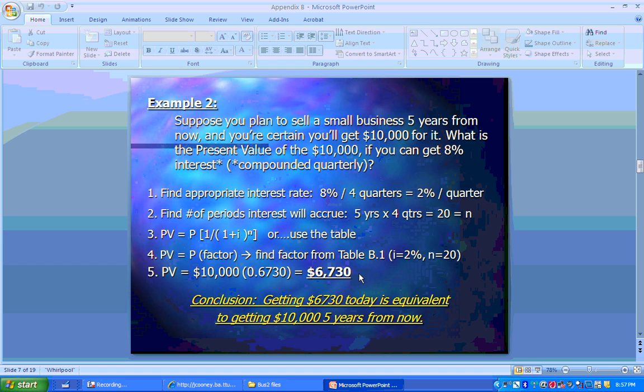If I were to get $6,730 today, that's exactly the same as waiting 5 years at 8% compounded quarterly to get 10 grand 5 years from now. That's a big difference. Look at that. It's a $3,270 difference. However, if I could take this money right now, invest it at 8% interest compounded quarterly, it would grow to be equal to $10,000. So this is the same. I'll take $6,730 today, or I'll take 10 grand 5 years from now. Doesn't matter.